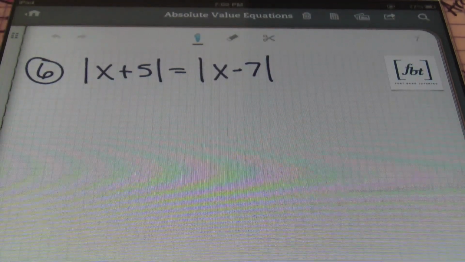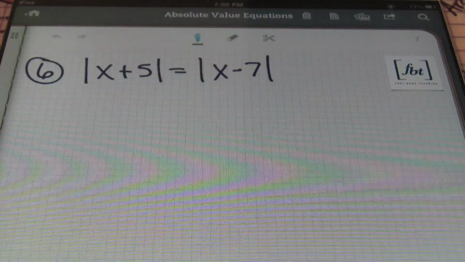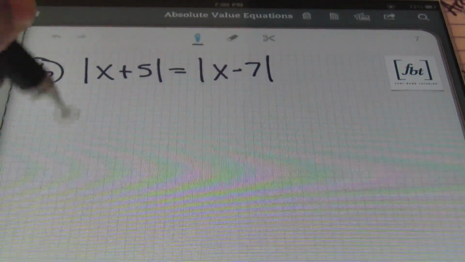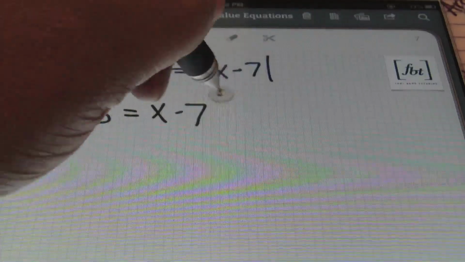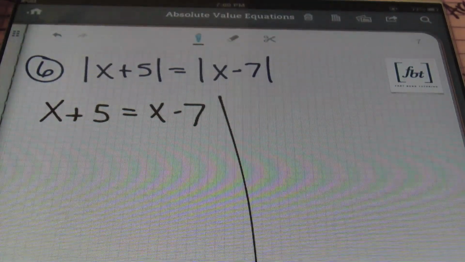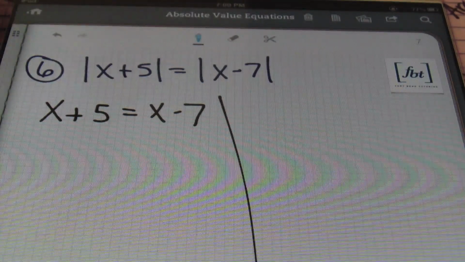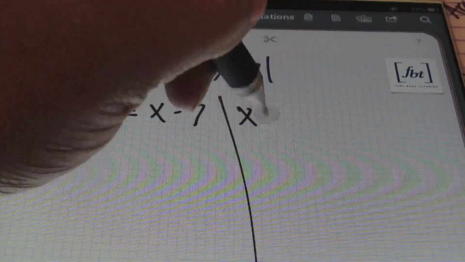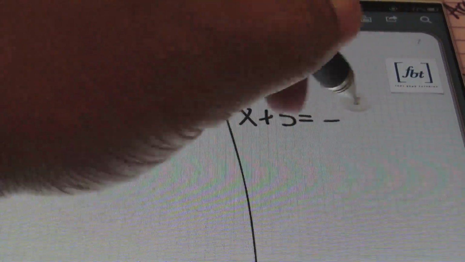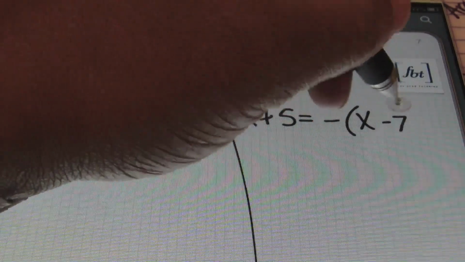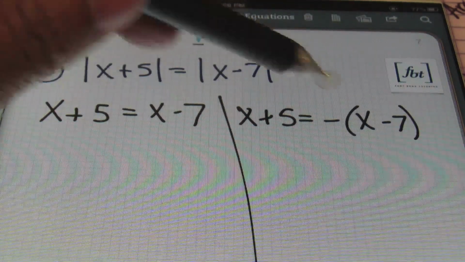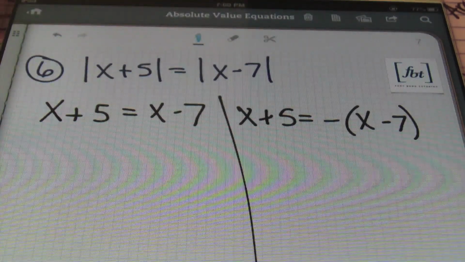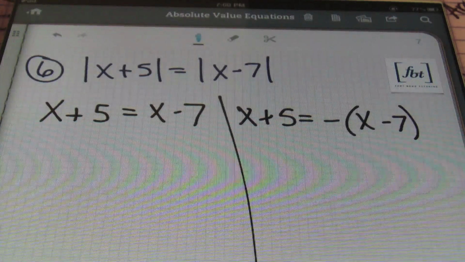For our first equation, you simply drop the absolute value bars. So I'll write this as x plus 5 equals x minus 7. Your second equation, you'll have the opposite value of that x minus 7. So I'll have x plus 5 equals the opposite of x minus 7. All right. So notice that in this situation here, I only really have to find the opposite of one of those, all right? Because we're talking about the same distance to 0.